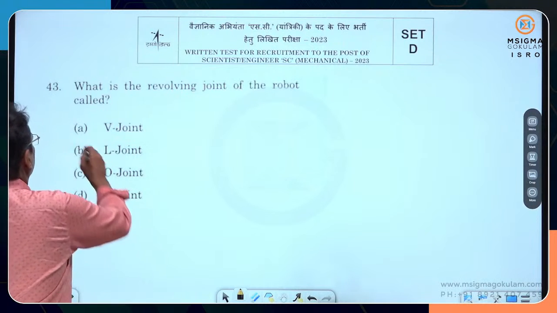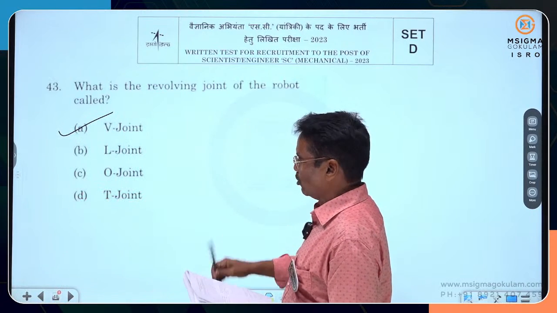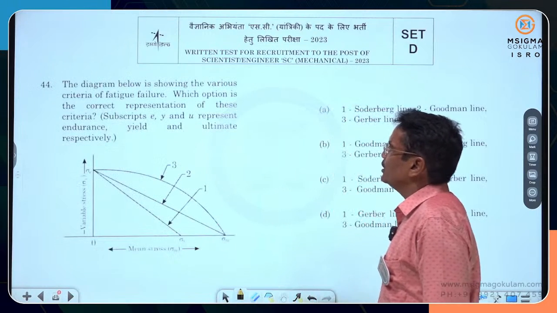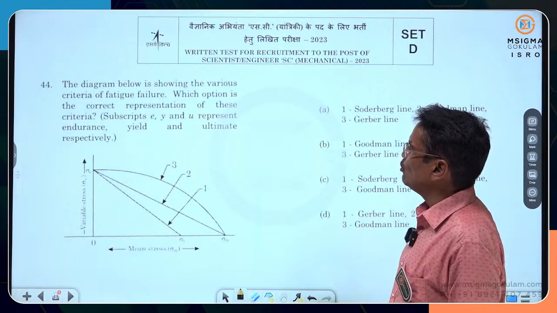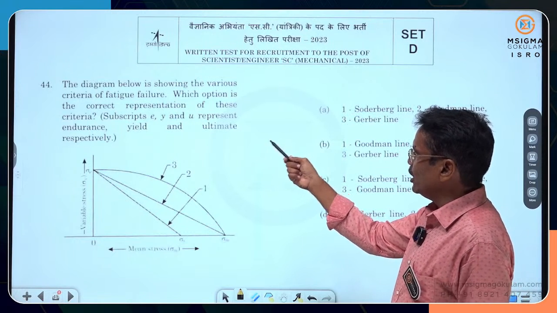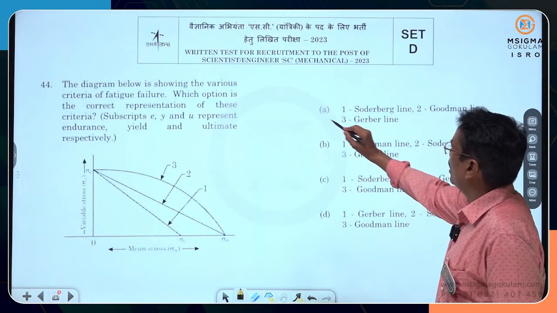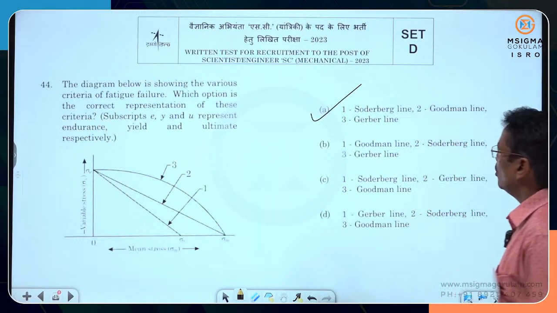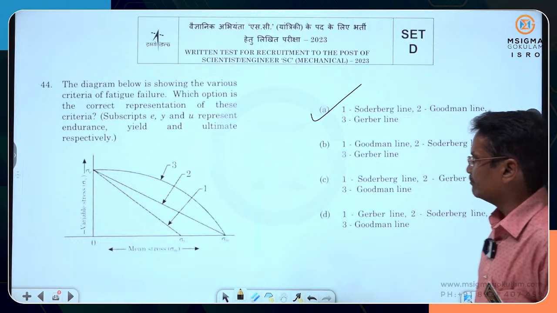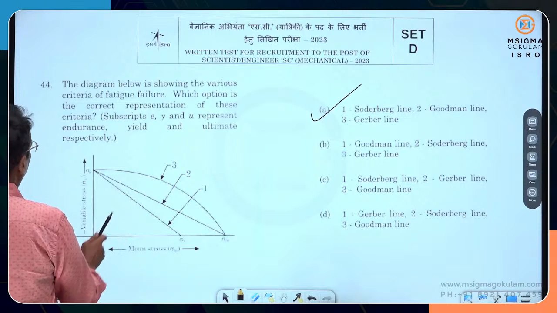What is the revolving joint of the robot? That is the V joint. Revolving joint of the robot is called V joint. The diagram below is showing the various criteria of fatigue failure. Which option is the correct representation of these criteria? E, Y and U represent the endurance, yield and ultimate strength respectively. Answer will be A. 1 is Soderberg line, 2 is Goodman line, 3 is Gerber line. Answer is A.